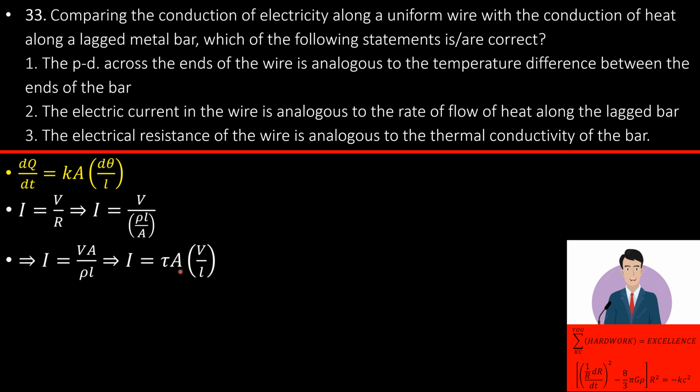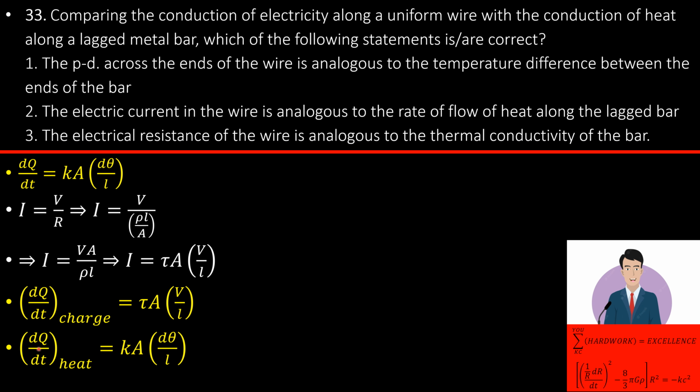You have A, the cross-sectional area of the wire, you have V, the potential difference between the two ends, and then you have L, the length of the wire. So we can compare these two relationships now, the dq/dt for charge, which is basically current, because current is the rate at which charges flow through that conductor. And so you actually have current here to be dq/dt, which is tau AV over L. We can also get dq/dt, which is now for heat transfer, to be K A d theta over L.